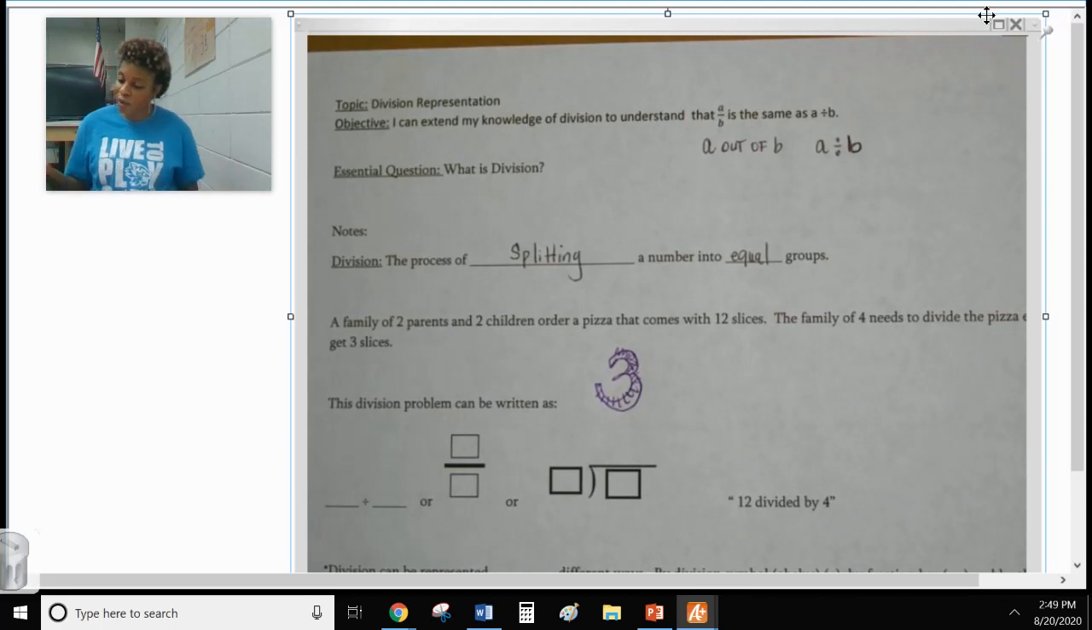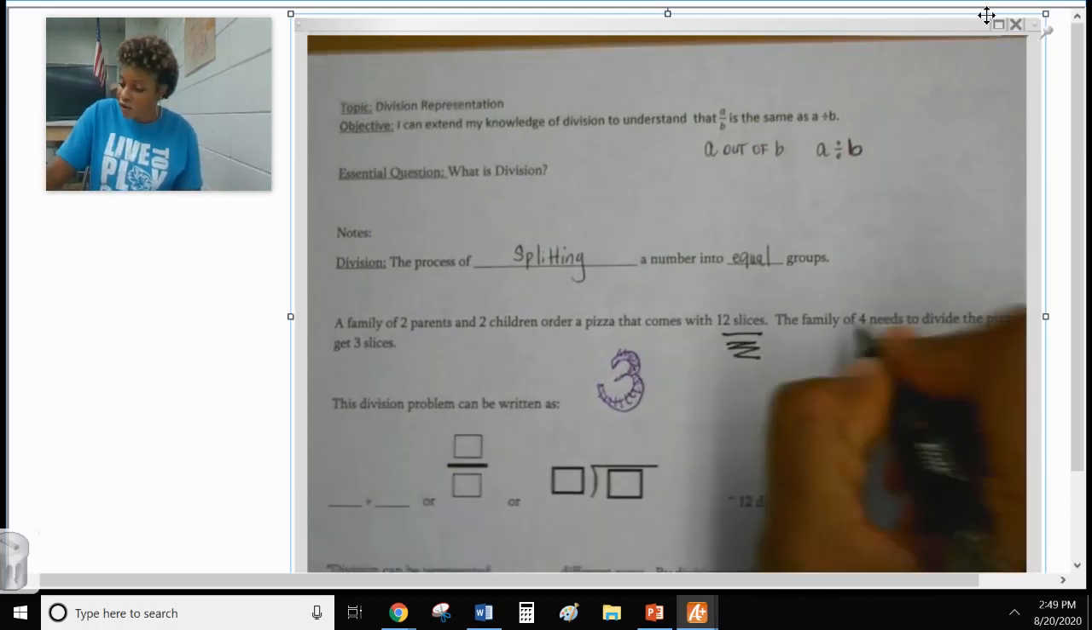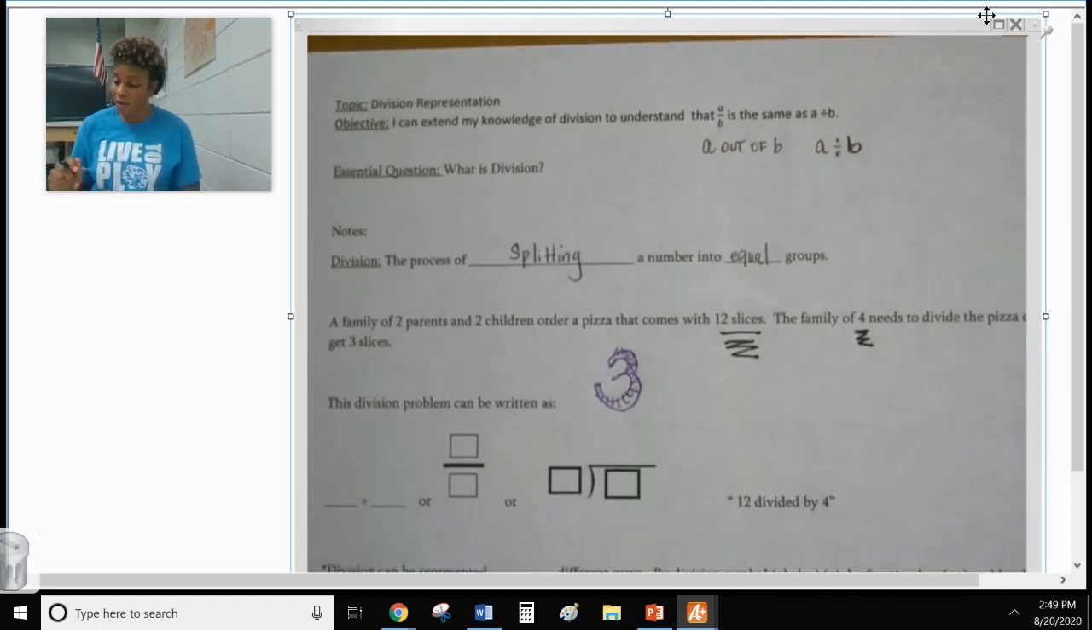First of all, in our problem, we see that there are 12 slices, and we see that there are 4 people that we're dividing it by. So we know that we're dividing pizza among people. We're not splitting people and feeding the people to the pizza, right? So always make sure you're being conscious of what's being divided. What can you pass out? We're not passing out people to pizza. We're passing out pizza to people.